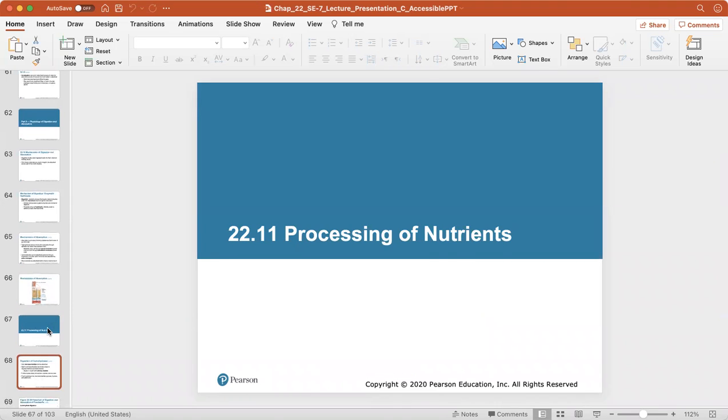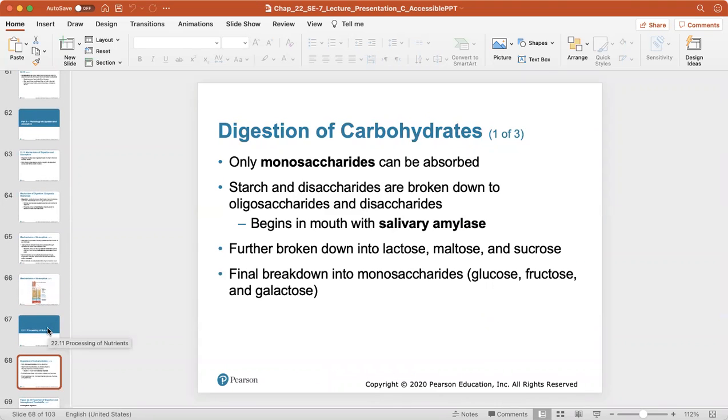So for the processing of nutrients, first of all, we'll talk about carbohydrates. Only monosaccharides can be absorbed, and a monosaccharide is a single monomer of a carbohydrate, so it's a single sugar. Starch and disaccharides will be broken down to oligosaccharides and disaccharides, and this begins in the mouth with salivary amylase.